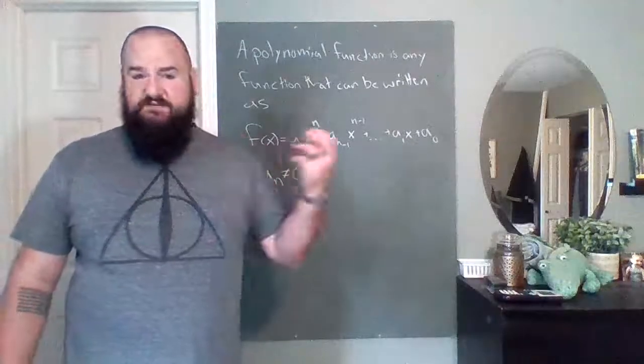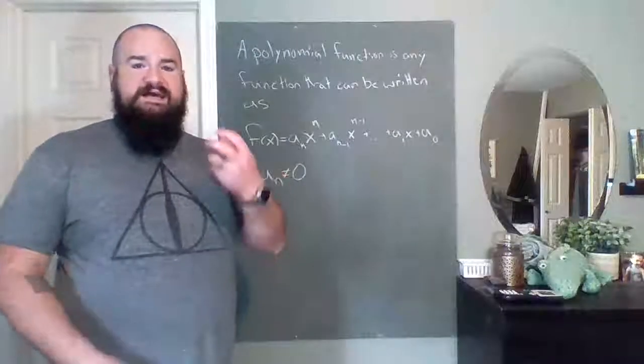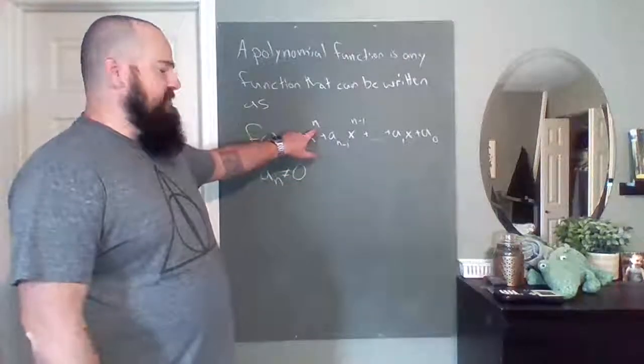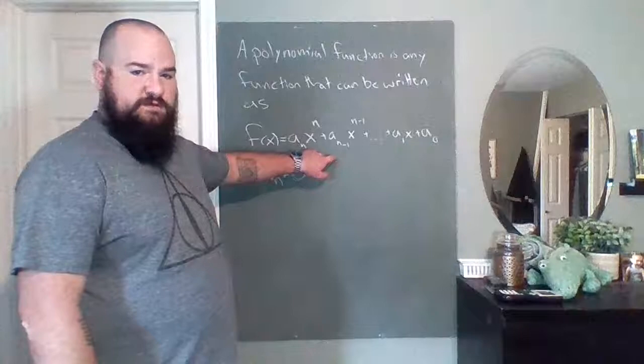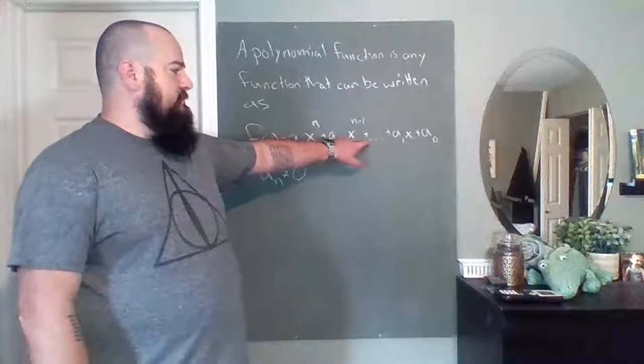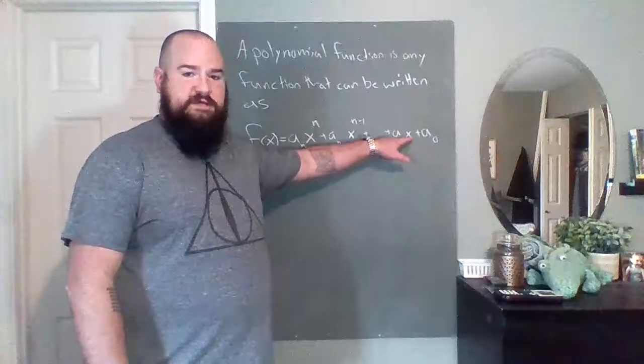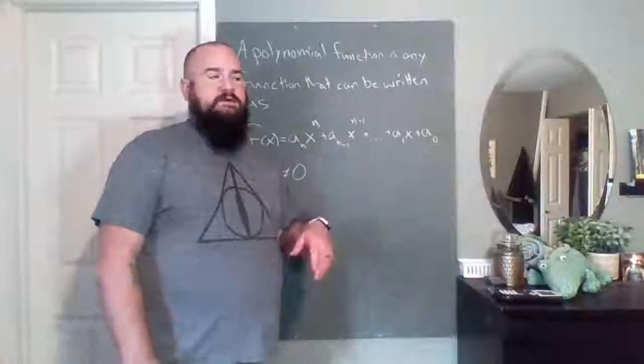It could be like 5 or negative 13 or 12.4. It's just a number. Okay, so we have a sub n times x to the n, plus a sub n minus 1 times x to the n minus 1, plus dot dot dot. We continue that pattern all the way down to a sub 1 times x plus a sub 0.